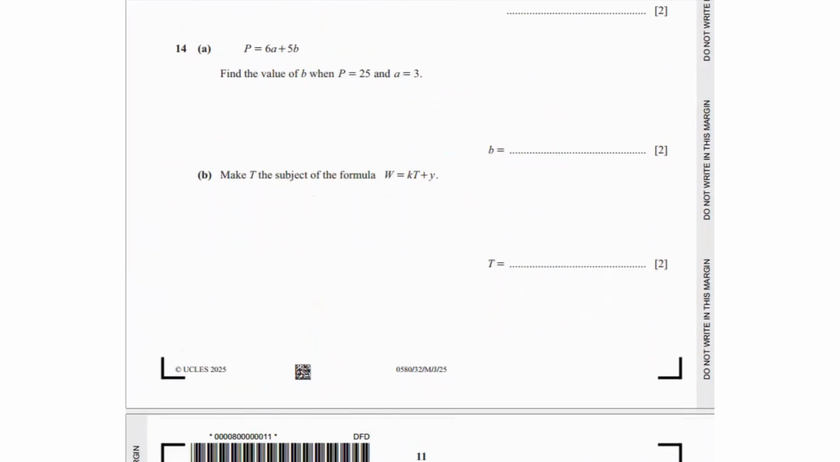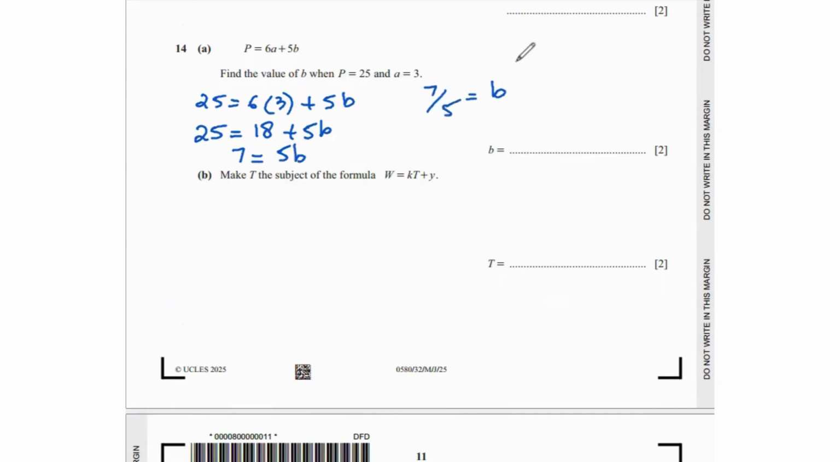Then it says P equals to 6A plus 5B. Find the value of B when P is 25 and A is 3. Again, very straightforward question. They just want you to substitute the values and find the value of B. So 25 equals to 6 times 3 plus 5B. 25 equals to 18 plus 5B. 25 minus 18 is going to be 7. 7 equals to 5B. So 7 divided by 5 is your value of B, which can also be rewritten as 1.4.